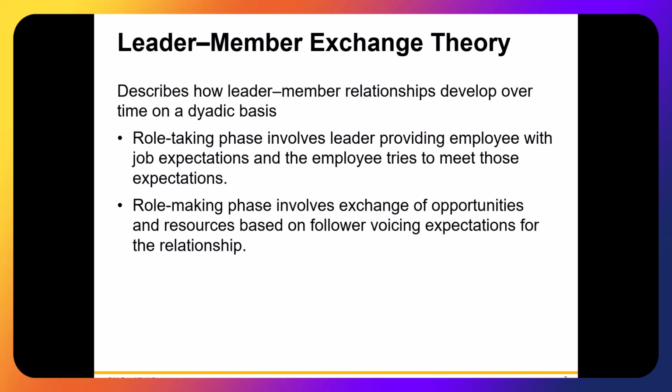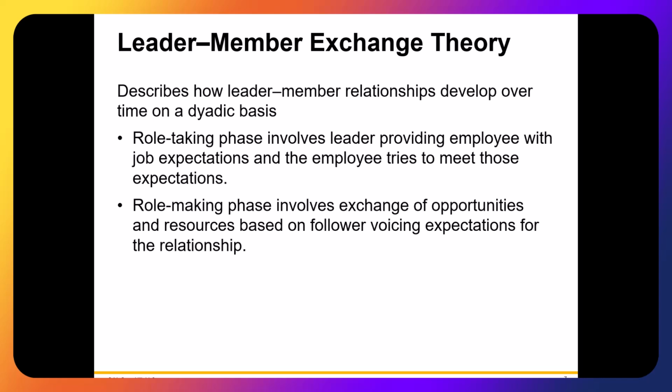Now describe how leader-member relationships develop over time on a dyadic basis. The role-taking phase involves the leader providing the employee with job expectations, and the employee tries to meet those expectations. This is where the leader and the employee sit down to figure out whether you have alignment. Does this person know what they're supposed to do? If they don't, then you tell them. And if they think they do and have a pretty good grasp, you make sure they have a good grasp of it.